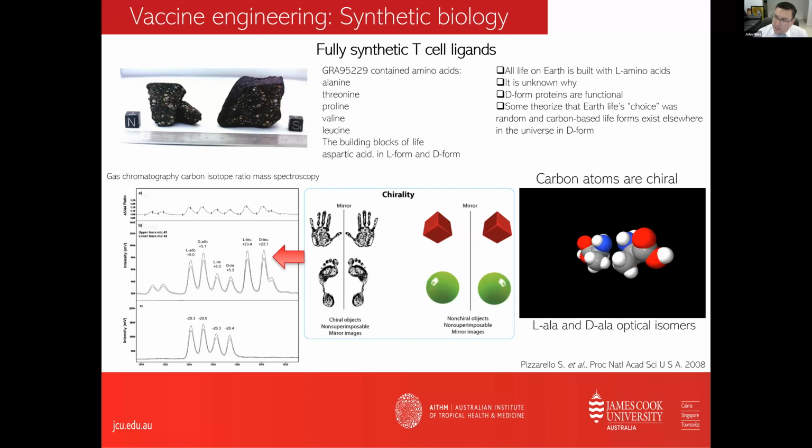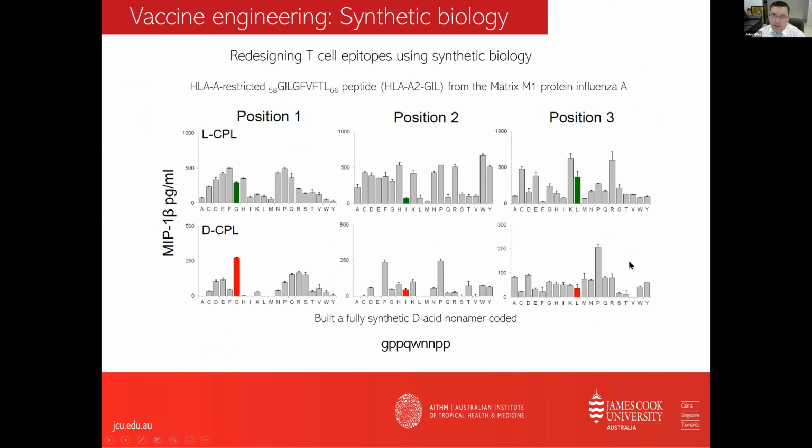So what we did was, again, with the CPLs, we made a CPL with just D amino acids, and we ran a flu peptide across this. I'm just showing position 1, 2, and 3 here, but what you can see is there's differences between the two. So what I did was build an epitope based on these signals.